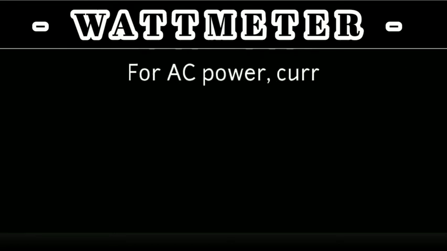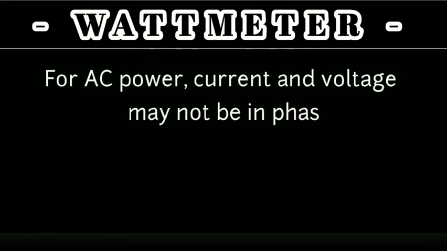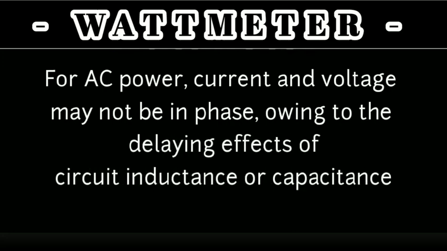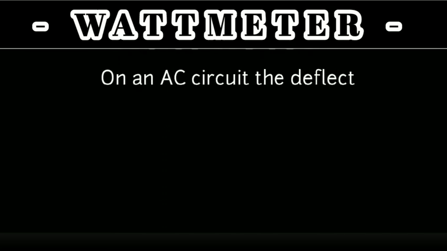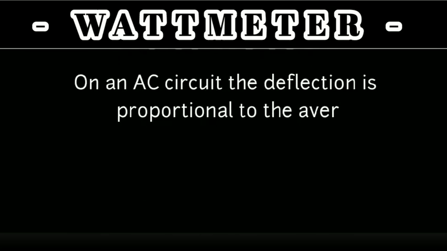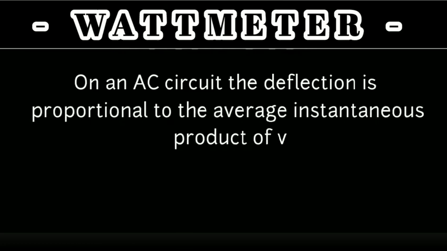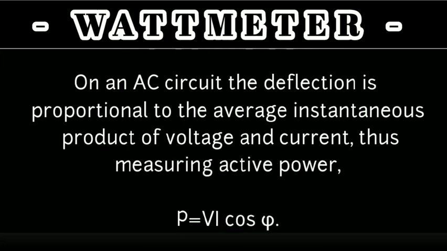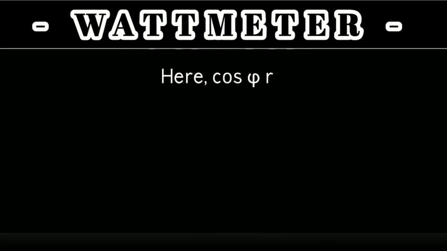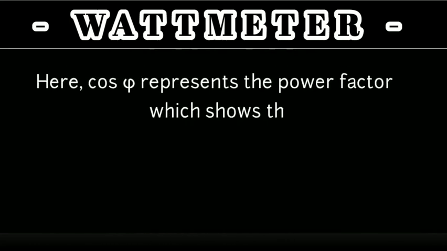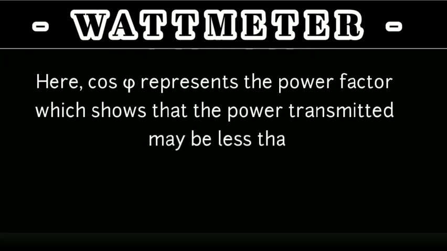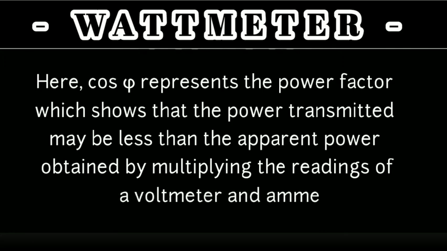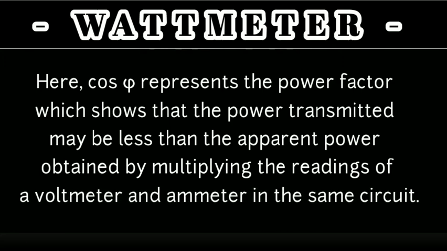For AC power, current and voltage may not be in phase, owing to the delaying effects of circuit inductance or capacitance. On an AC circuit, the deflection is proportional to the average instantaneous product of voltage and current, thus measuring true power, P equals VI cos phi. Here, cos phi represents the power factor, which shows that the power transmitted may be less than the apparent power obtained by multiplying the readings of a voltmeter and ammeter in the same circuit.